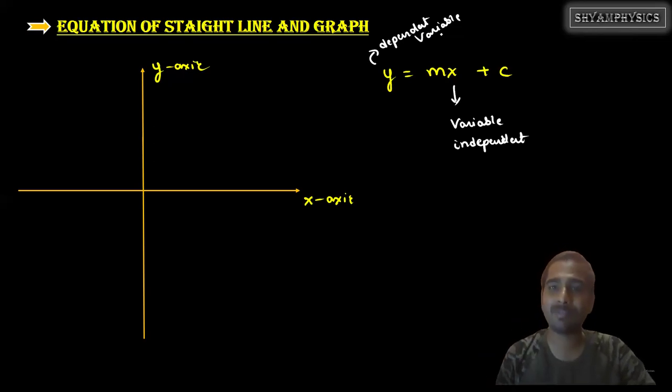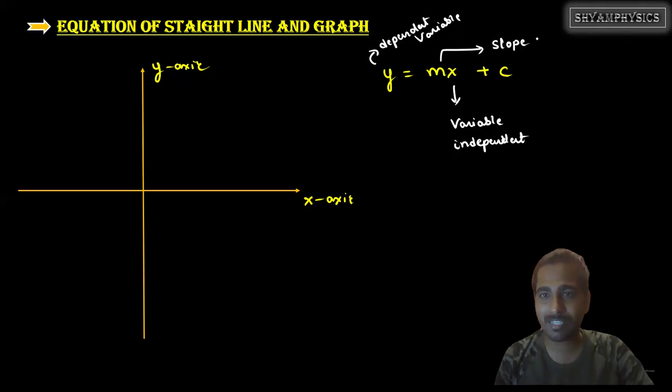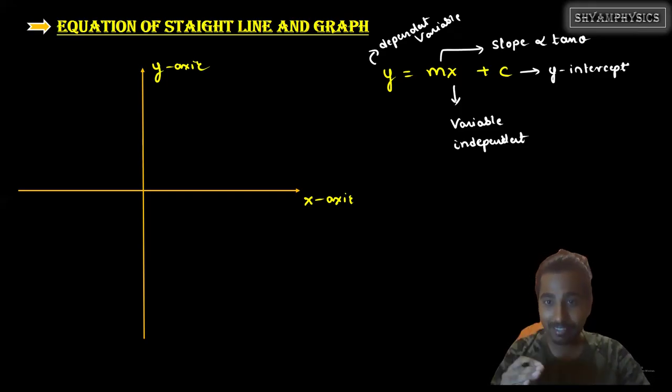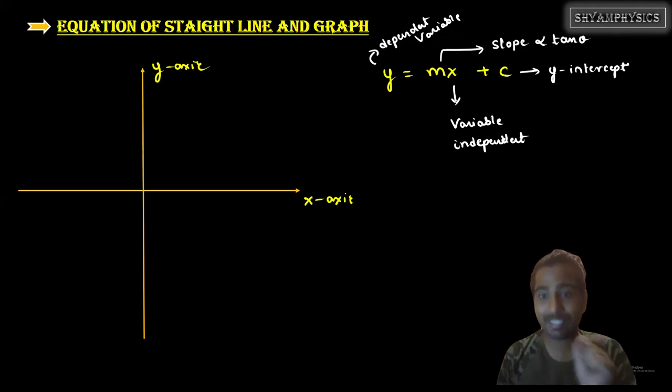Now coming to the point m. Here m stands for slope. Last class we discussed the slope. That slope calculation is also done with the help of tan theta. And the last one here is c. What is c? We call c the y-intercept. Y-intercept means the point where the line cuts the y-axis. Where the line goes through the y-axis, that point is called the intercept. It is represented by c.